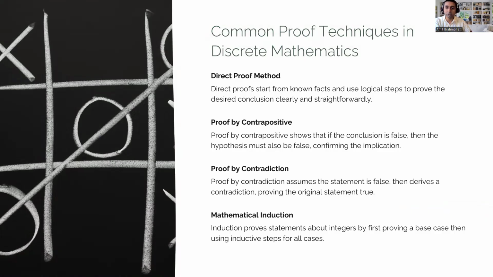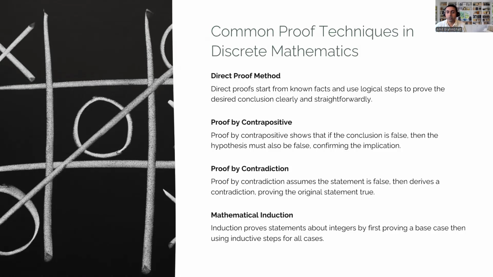Proof by contrapositive involves proving an implication by showing that if the conclusion is false, then the hypothesis must also be false. Proof by contradiction assumes that the statement to be proved is false and then derives a logical contradiction, showing that the assumption cannot be correct. Mathematical induction is used to prove statements about integers, especially those involving sequences or recursive definitions. Each technique relies on logical reasoning and a clear understanding of implications and quantifiers.